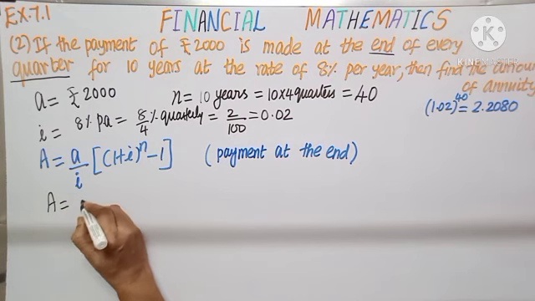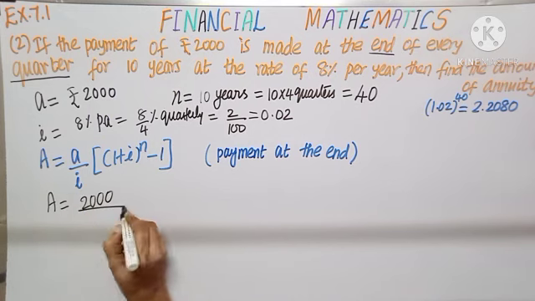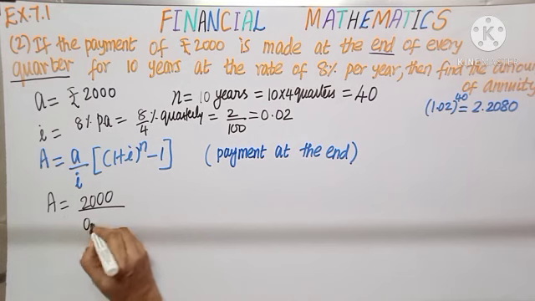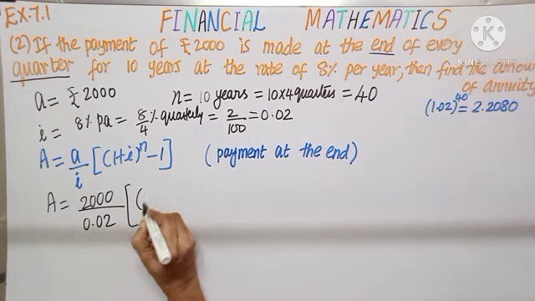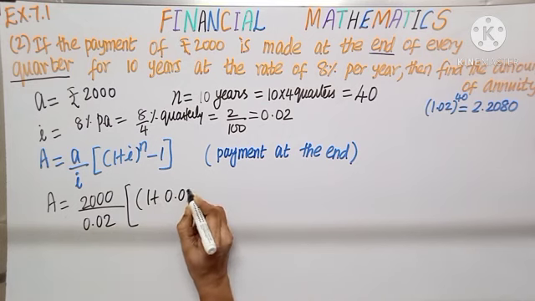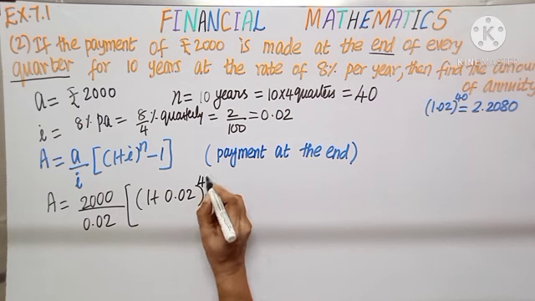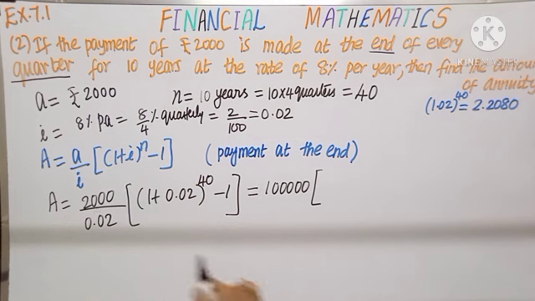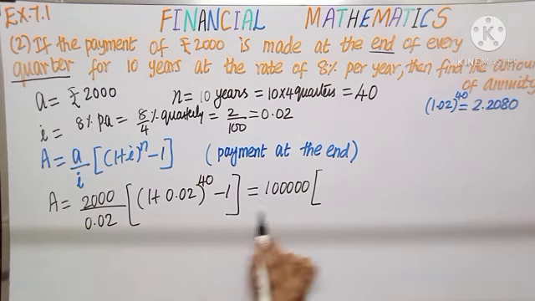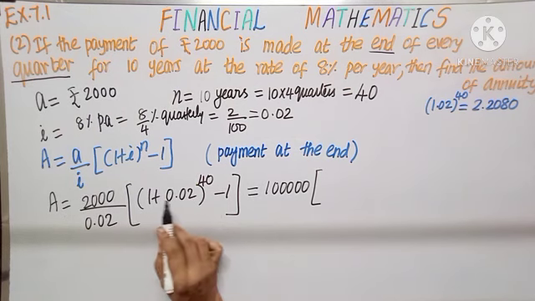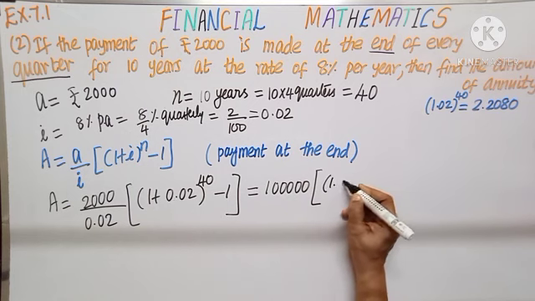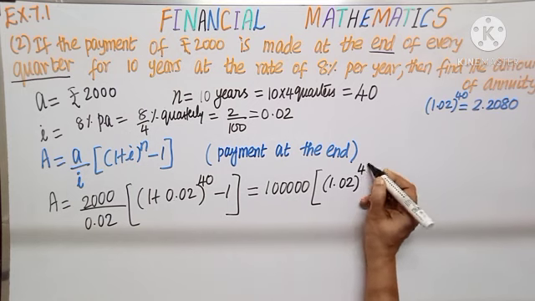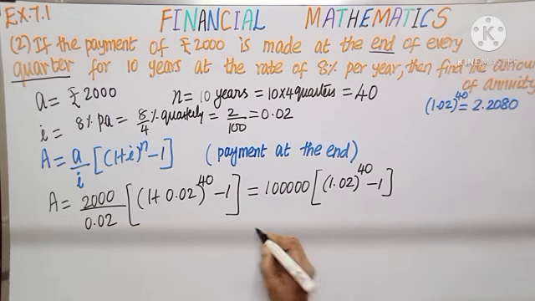Let us substitute in the formula. A equals 2000 by I value 0.02, 1 plus 0.02 whole power 40 minus 1. 2000 by 0.02 is 1 lakh. 1 plus 0.02 is 1.02 whole power 40 minus 1.